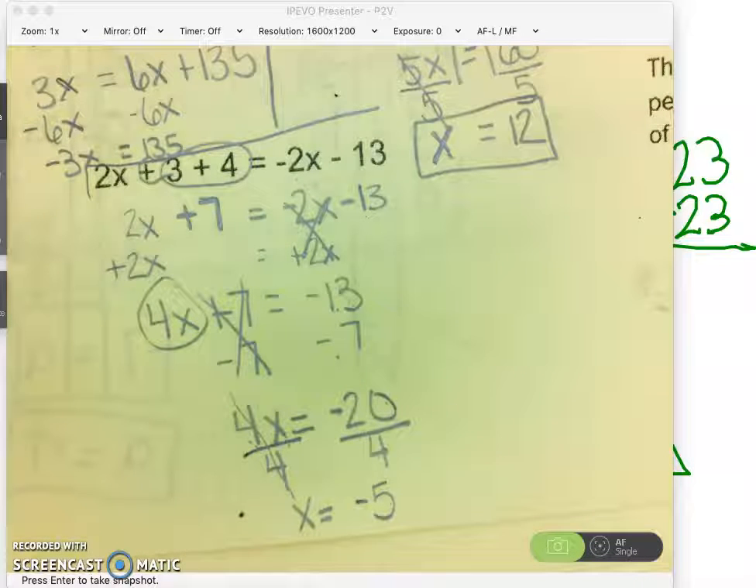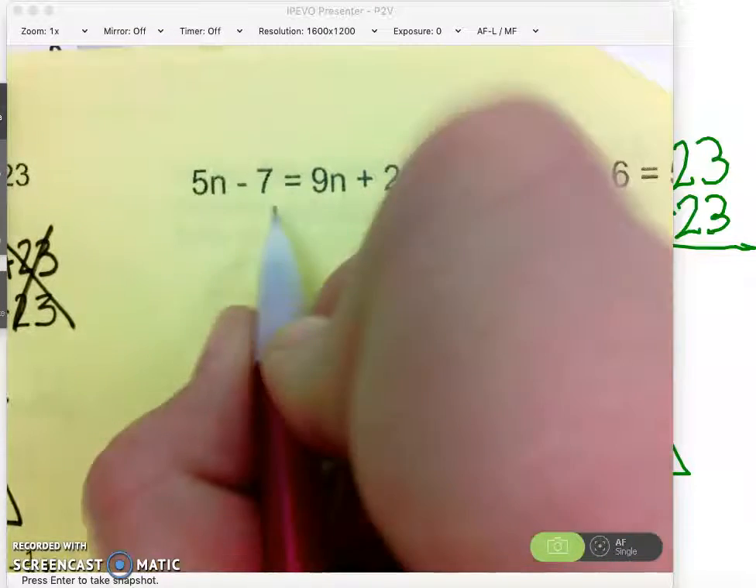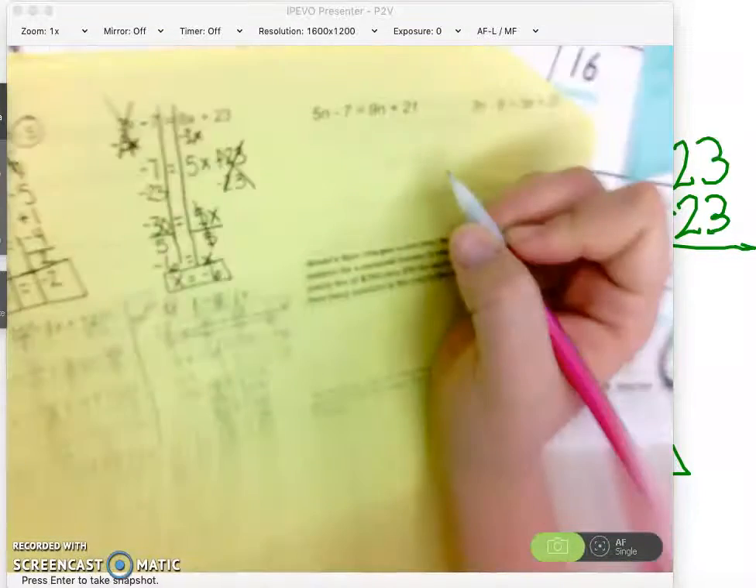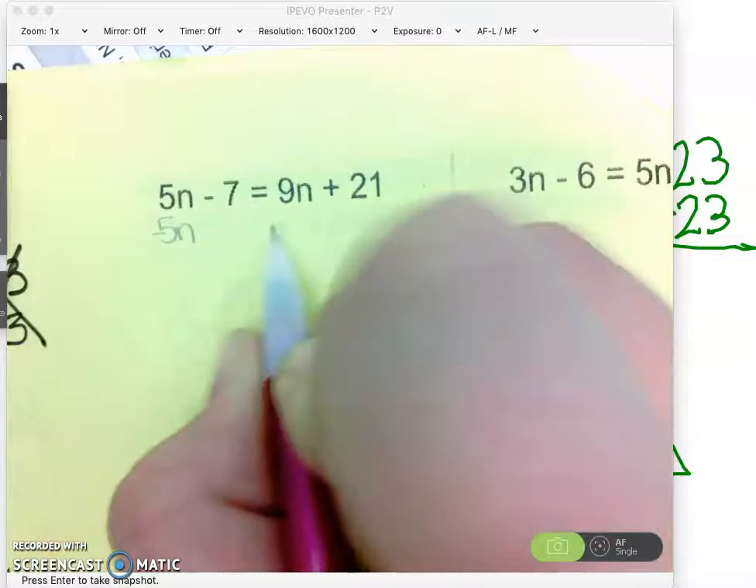Okay, up here again, I want to look for my smaller variable. So subtract 5n on both sides.